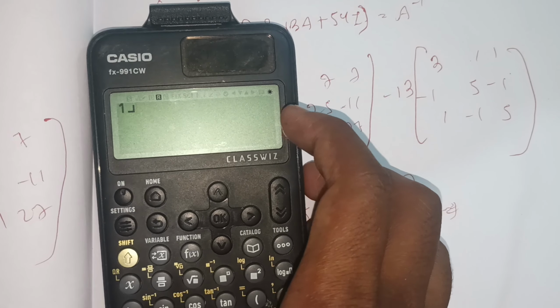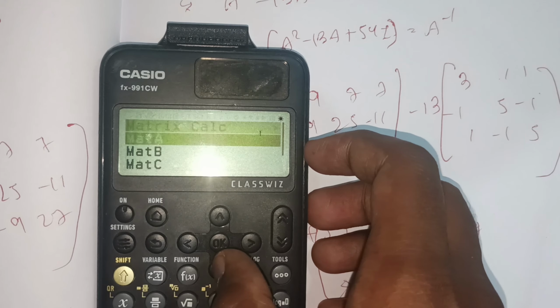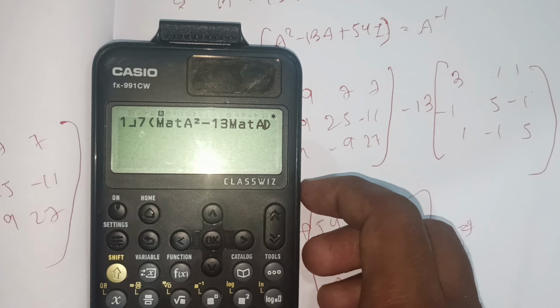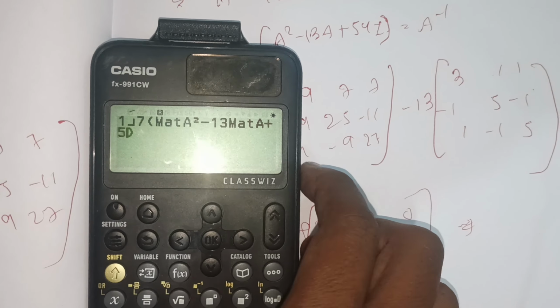into Mat A whole square, minus 13 Mat A, plus 54 Mat C. So here again it's showing the same answer, that it is the final answer.